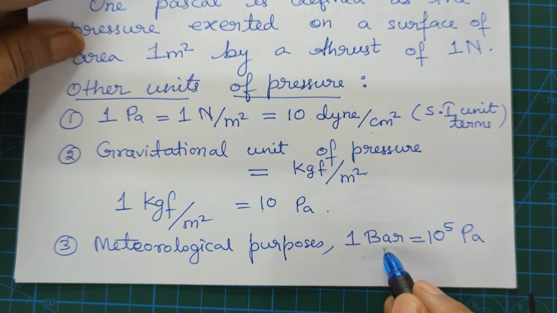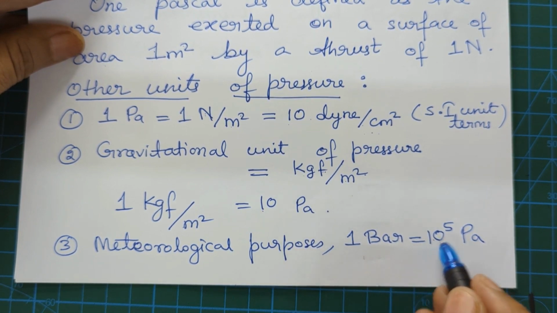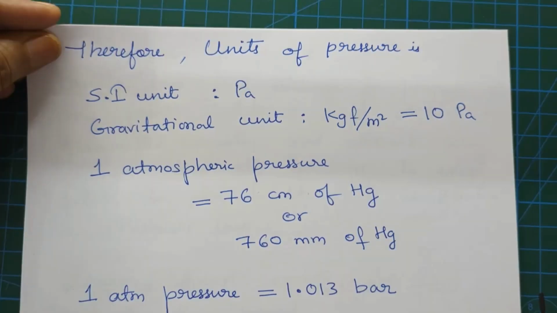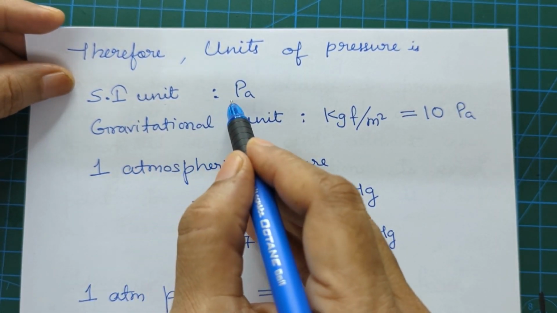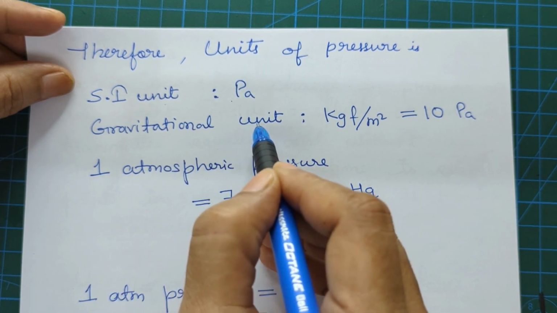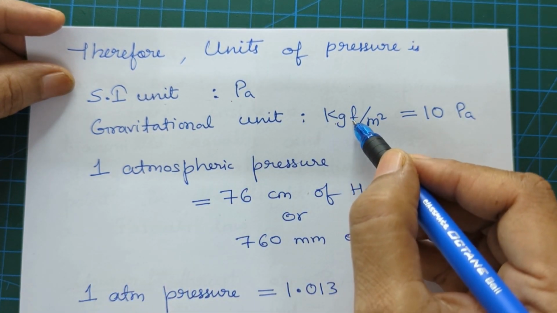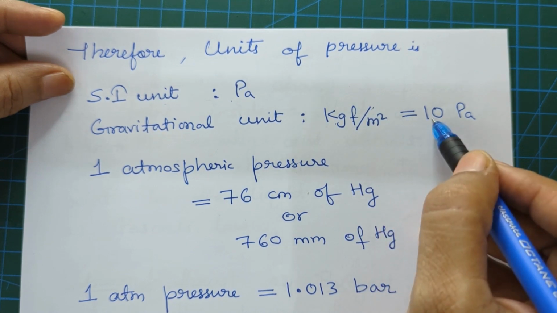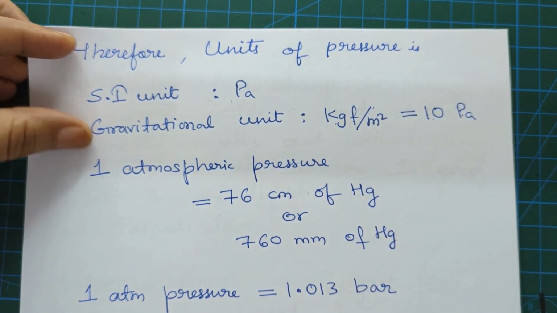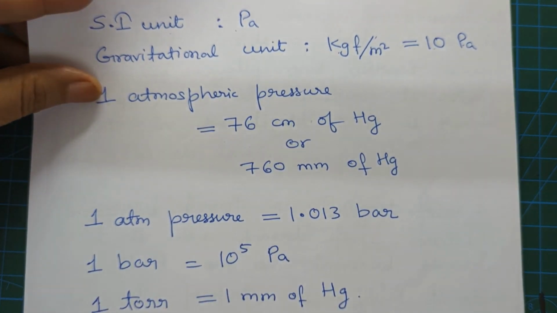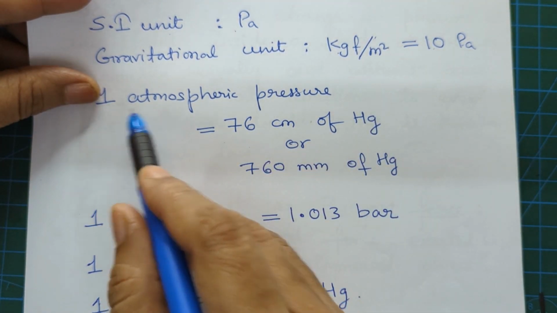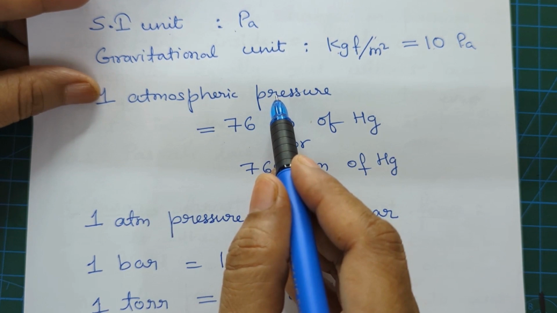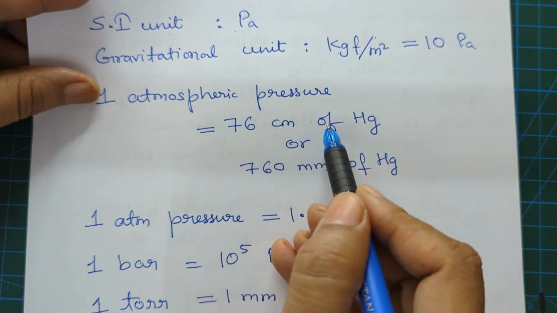How much is 1 bar? 1 bar is 10 to the power 5 pascals. Pascal is SI unit. Therefore, unit of pressure in SI unit is Pascal. Gravitational unit of pressure is a kilogram force per meter square, which is 10 pascals. Then atmospheric pressure. Atmospheric pressure is not told in terms of pascals. Instead, 1 atmospheric pressure is always informed as 76 centimeter of mercury.